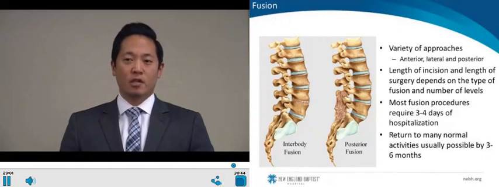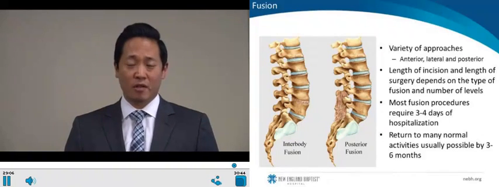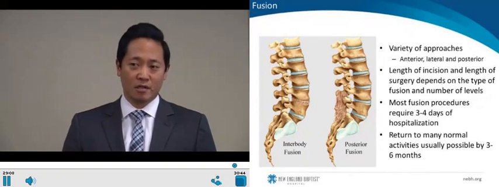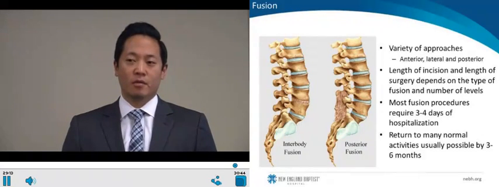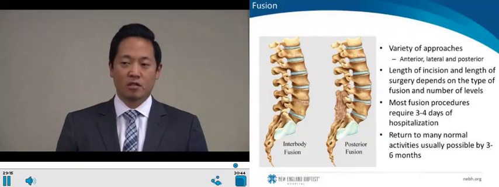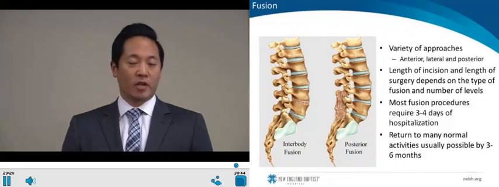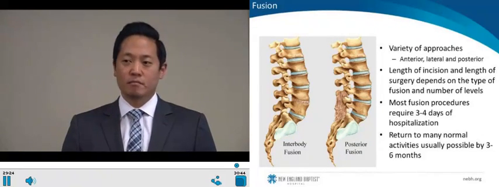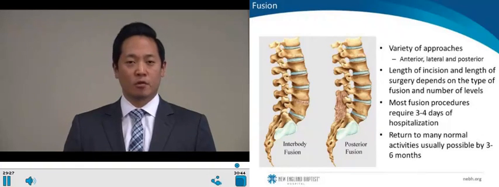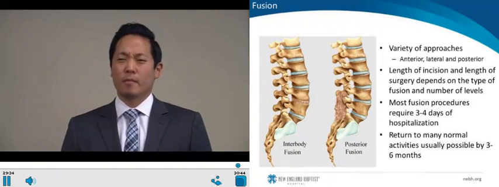When it comes to fusion, it's a very general term. There are a variety of surgical approaches, anterior, lateral, and posterior, with subtle variations to each of these, as well as a variety of different implants that can be used. The length of the incision, the type of surgery, and the hospitalization all depend on the extent of pathology and the number of levels that have to be addressed. Most fusion procedures require about 3 to 4 days in the hospital, but most patients can return to normal activities within 3 to 6 months.